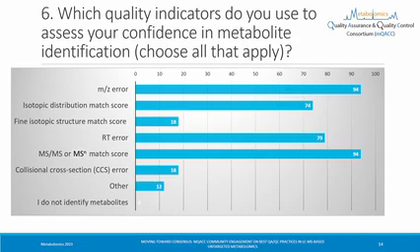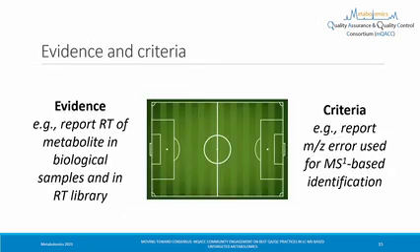So it's great to see a wide range of different complementary indicators being used, and I think that's really good practice for what we're doing in metabolomics. So this is important. I'm going to test you on this in a minute with a polling question. Okay. So there's evidence and criteria.